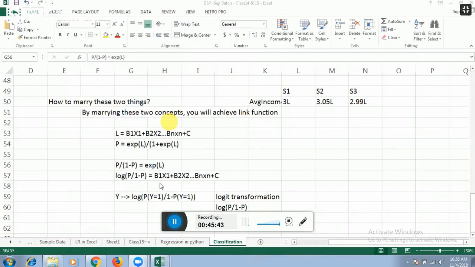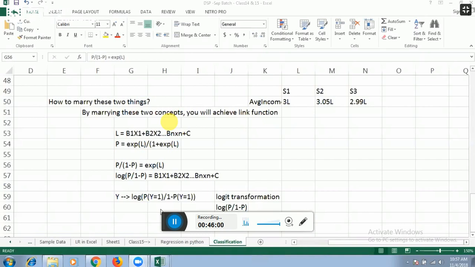Okay, fine. Chandra, line number 59. So I get it that log of p by 1 minus p is nothing but the linear equation. But then what did you do next? Y is equal to 1. I mean, how is this coming?